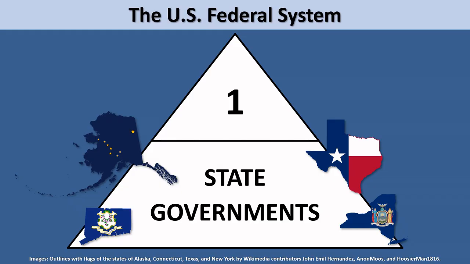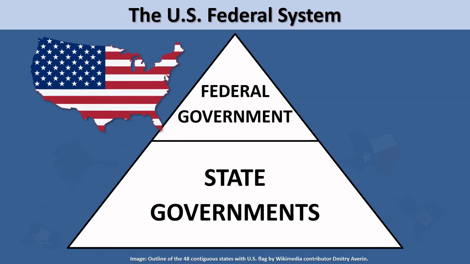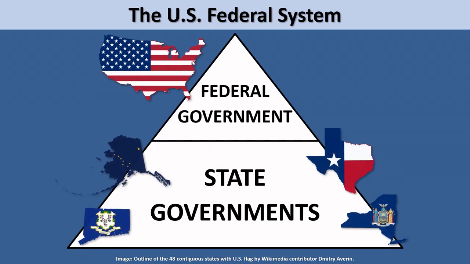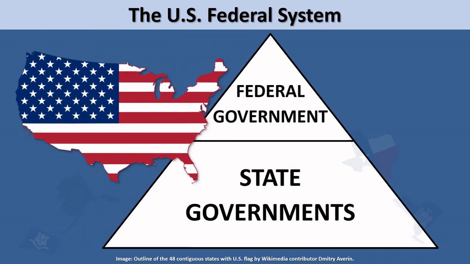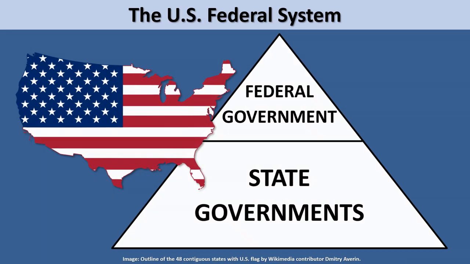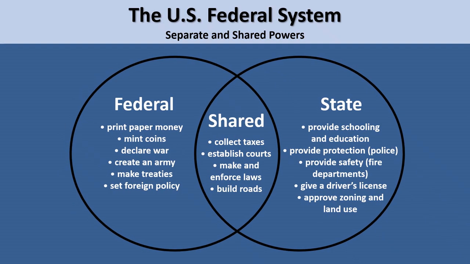At the higher level of U.S. government, though, we have a central, or federal government that oversees the entire country. While state governments can make their own decisions about many things, they cannot make laws that go against federal law. In the United States, there are certain kinds of actions only the federal government can take, certain responsibilities and powers that belong to the state governments, and certain powers the federal and state governments have in common.